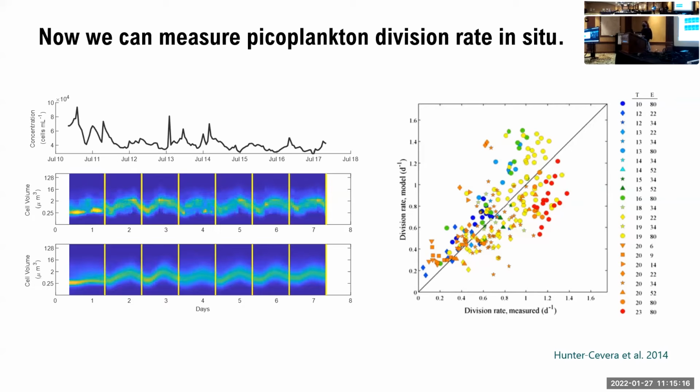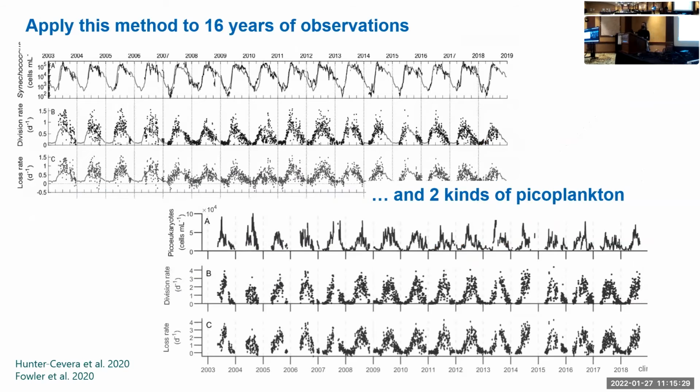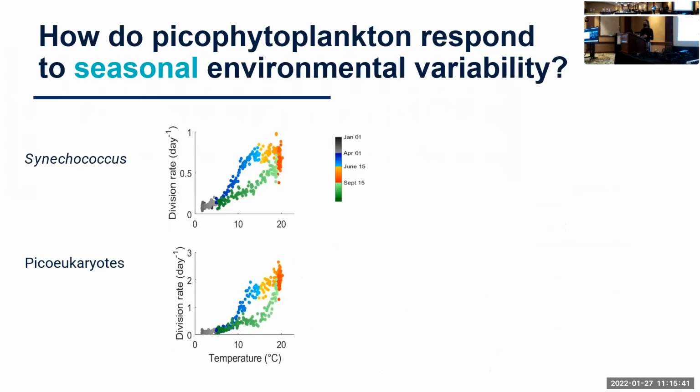So importantly, our method doesn't require taking the cells out of their natural habitat, and it also doesn't depend at all on cell concentration, because we're just using the cell size distribution. So we've done this for all of the observations that we've had every day of the time series for 2 different kinds of Picophytoplankton, both the Synechococcus and the Picoeukaryotes. And what has that taught us about the division rate over the season?